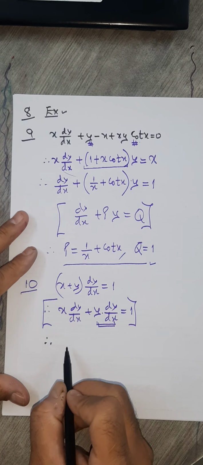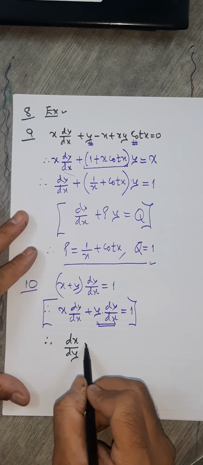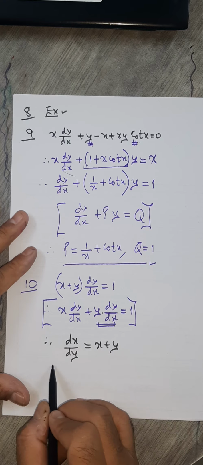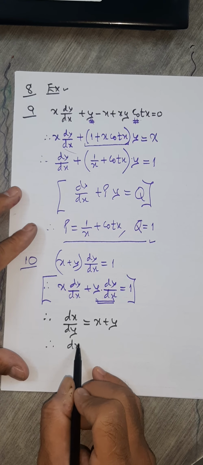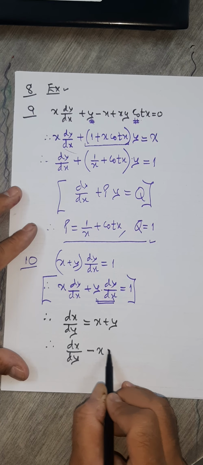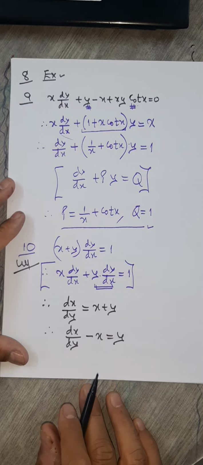So I'll take this one over there. dx by dy equals to, you are left with x plus y. आपको पता है यहाँ पे x है तो बाजू में भी x दिखना चाहिए. So dx by dy, I'll take this one over here, minus x equals to y. This is a good example, remember.